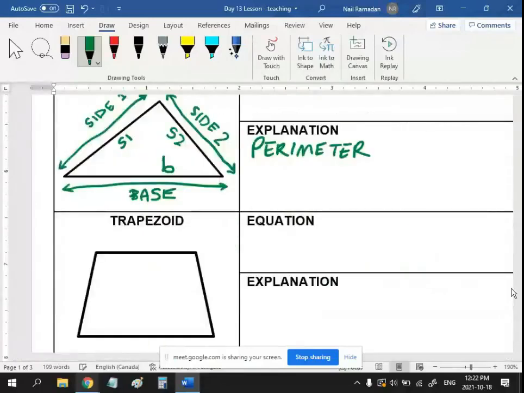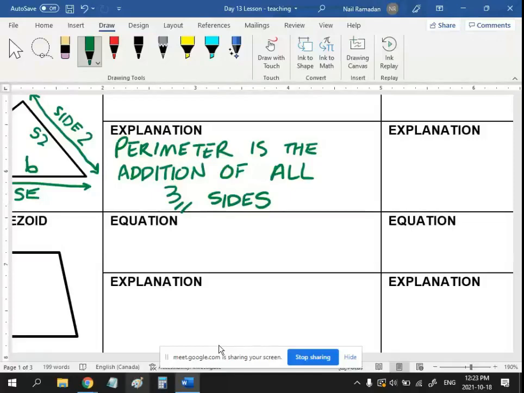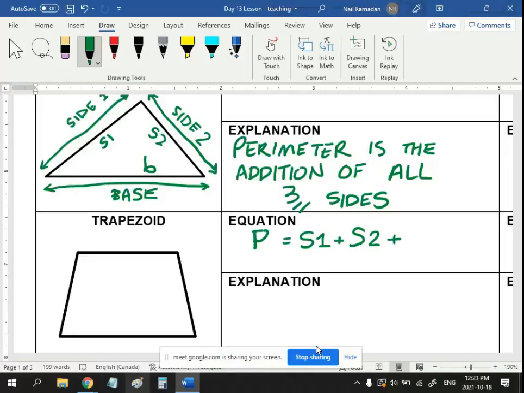Oops, sorry. Perimeter. Perimeter is the addition. Is the addition. That's it. So what's the equation? Capital P equals S1 plus S2 plus, what did we call the base? Well, I believe we just called it small b. Small b.